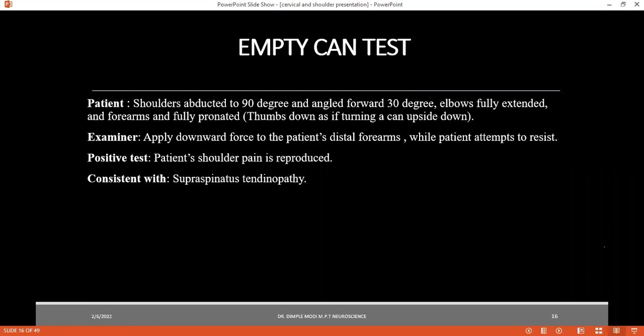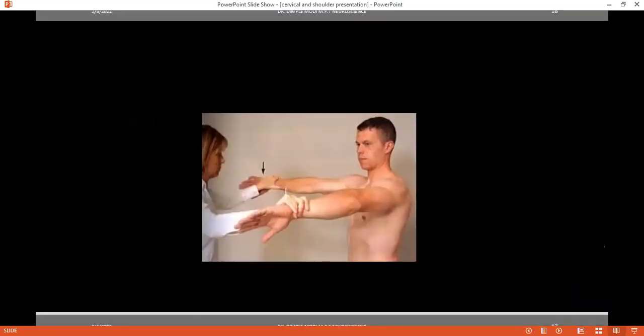Okay, shoulder abducted to 90°, angled forward 30°, elbows fully extended, forearm fully pronated. Okay, and you have to resist the movement at the forearm like this.